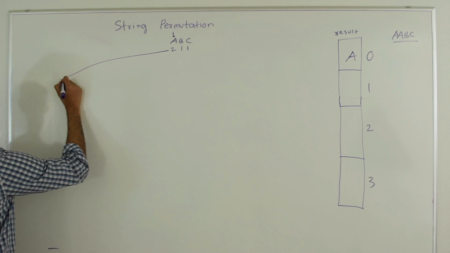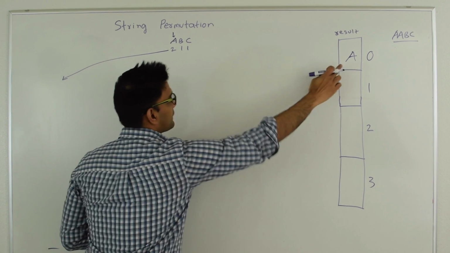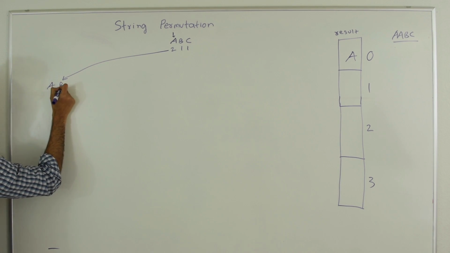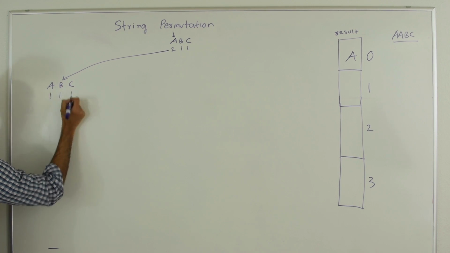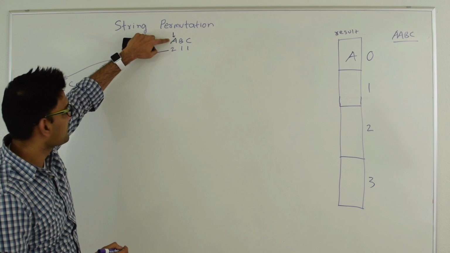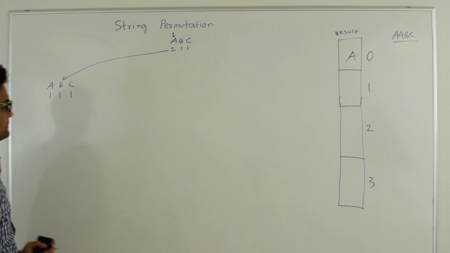When we go into the recursion, we decrement this count because we used one instance of A. So this now becomes A, B, C, 1, 1, 1. Also, I'm going to note that I went into the recursion from this character A, so when we come back from the recursion, we can continue from A.